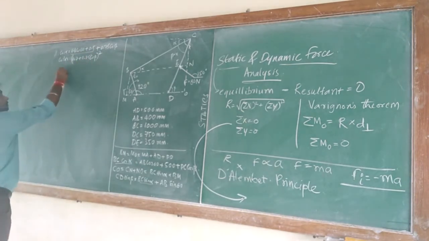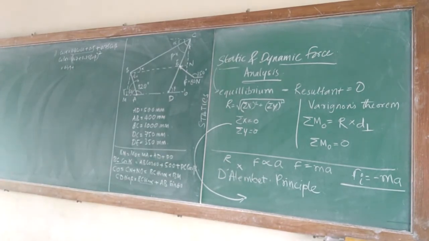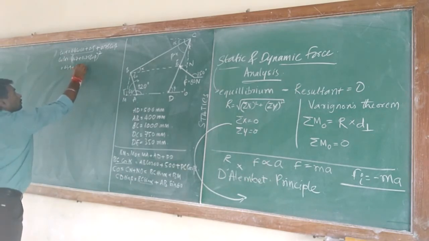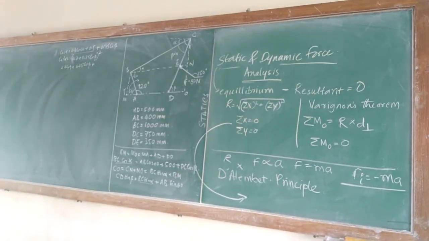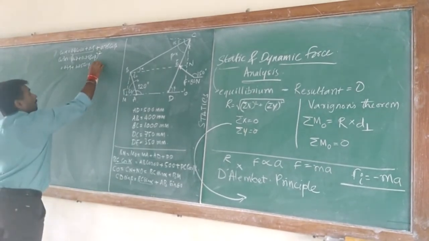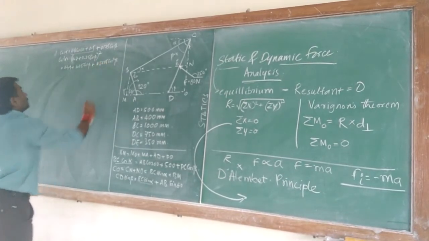Fine. Now expand it. 0.7 square is 0.49, plus 2 times 0.7 into 0.75, which is 1.05 cos beta, plus 0.75 square, 0.5625, cos square beta.